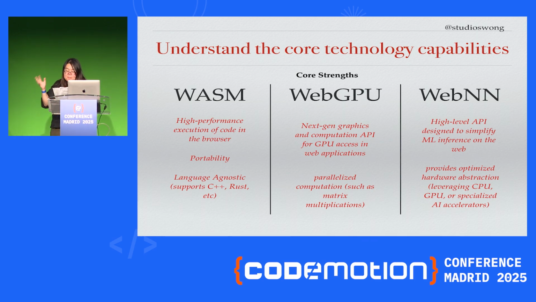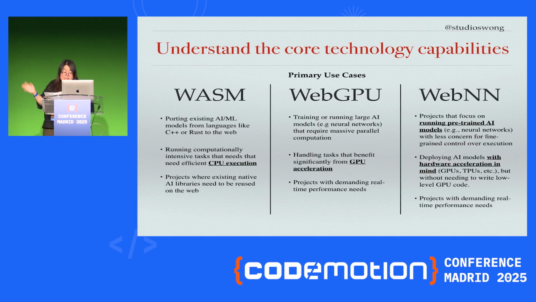And of course, with WebNN, the core strength is that it's a very high-level API, mainly designed to simplify machine learning inference on the web. In this case, you don't need to know a lot of the detail of lower-level GPU computation or how you would utilize WASM. You can just use WebNN to abstract all that complexity. So it translates very easily to use cases. For example, WASM is very good at computationally heavy tasks, such as pre-data processing that needs efficient CPU execution.